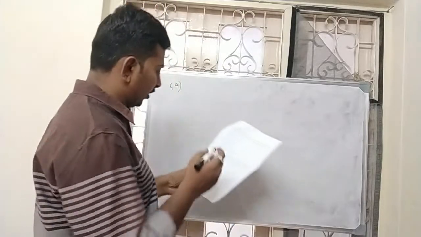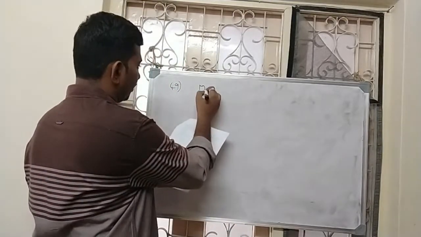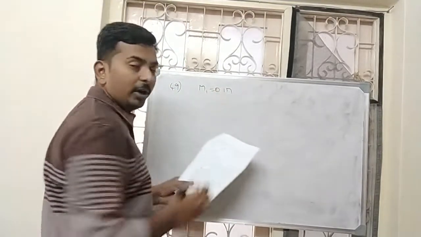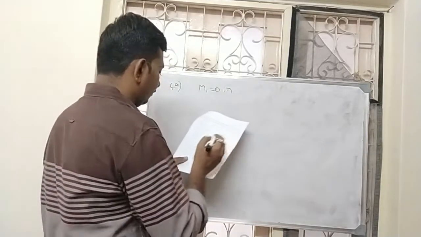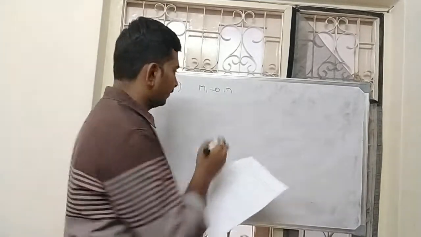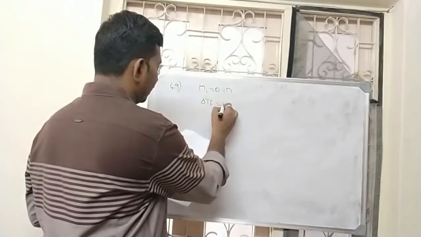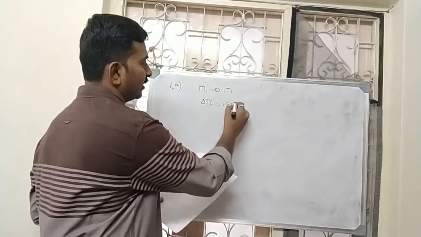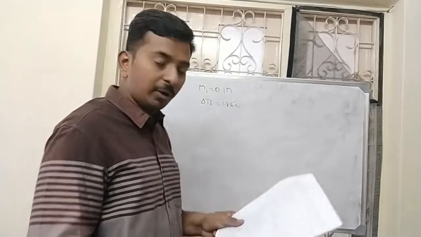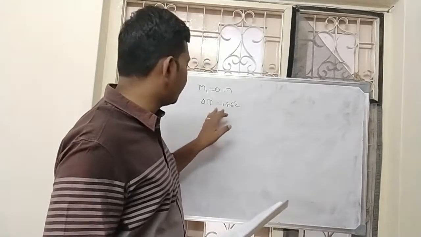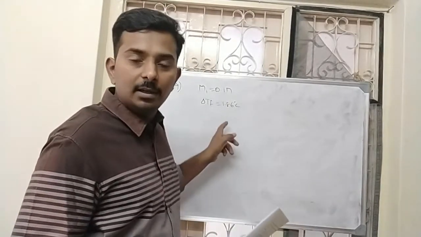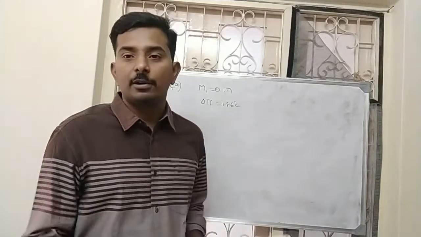This problem is similar to question number 42 we solved. Same question, right? We have two solutions. For the first solution, concentration is 0.1 molar and freezing point is minus 1.86. That means delta Tf value will be 1.86 degrees, because the solvent is water here and Tf naught will be 0.